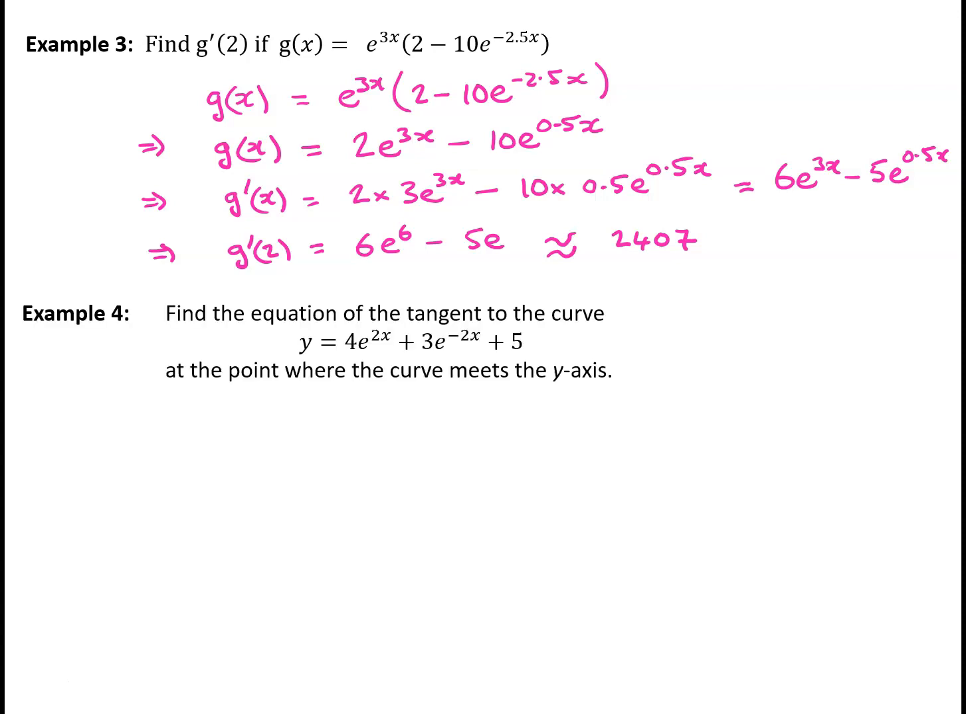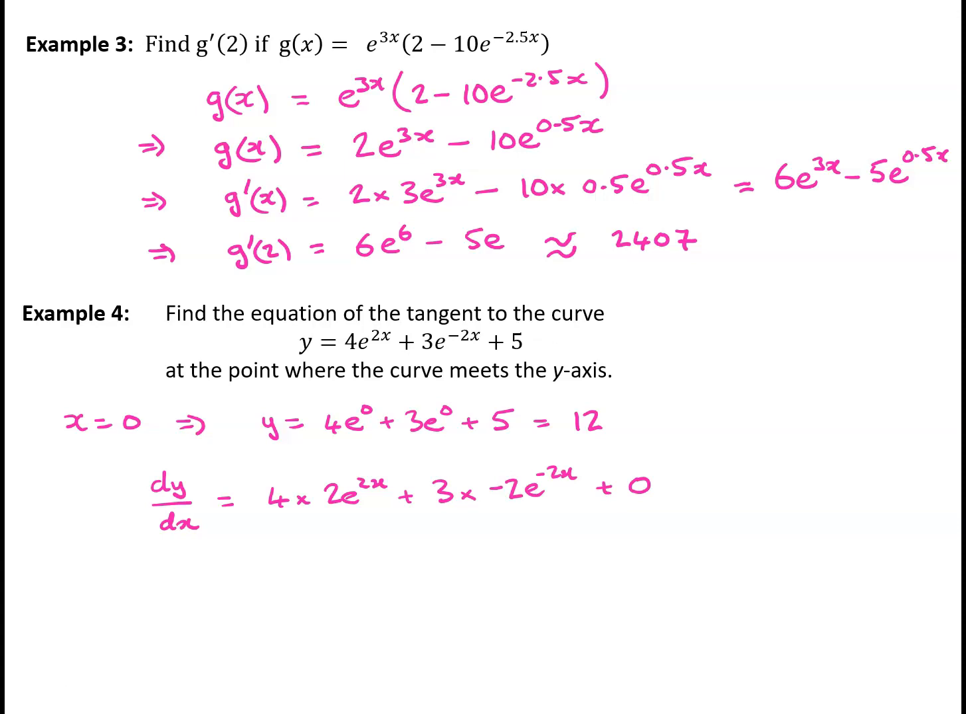And for our final example, we've got to find the equation of the tangent to the curve y equals 4e to the 2x plus 3e to the minus 2x add 5 at the point where the curve meets the y-axis. Well, if x equals 0, then the y value is 4e to the 0 plus 3e to the 0 plus 5. E to the 0 is 1, so the y value is simply 12. So the point where the curve meets the y-axis is the point 0, 12.